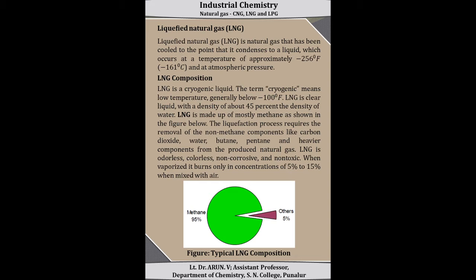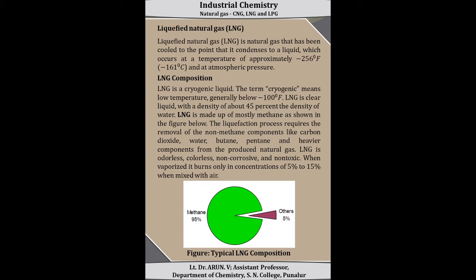Then what is the composition of liquefied natural gas? LNG is a cryogenic liquid. The term cryogenic means low temperature liquid, generally below minus 100 degrees Fahrenheit. LNG is a clear liquid with a density of about 45% the density of water. LNG is made up of mostly methane as shown in the figure. That is, it contains around 95% methane and 5% other gases.